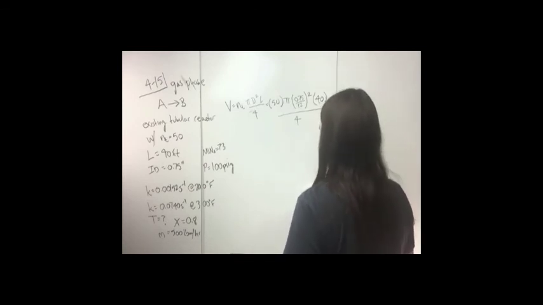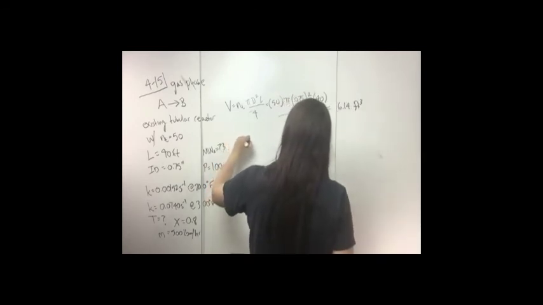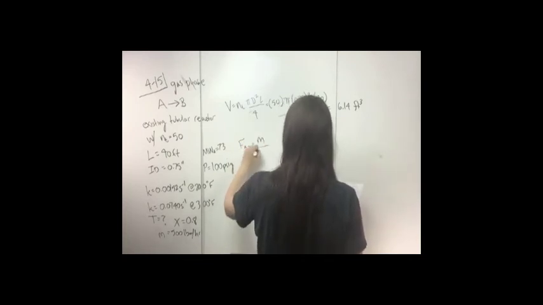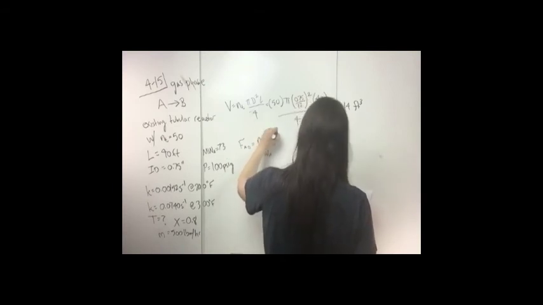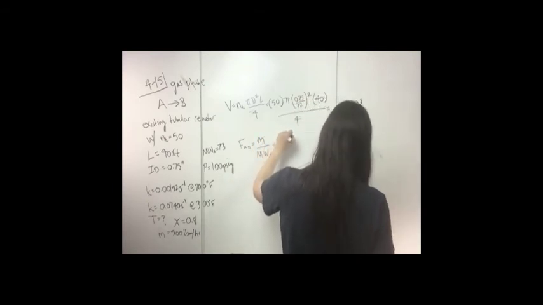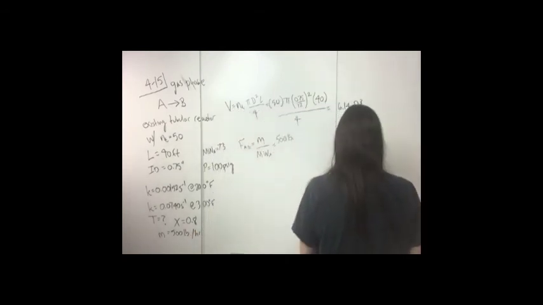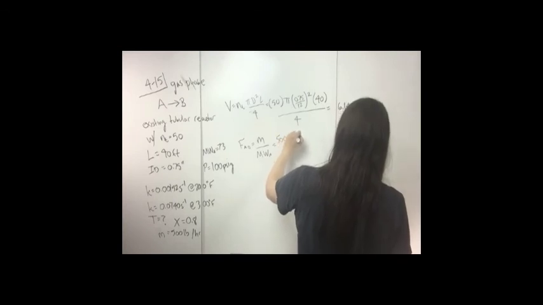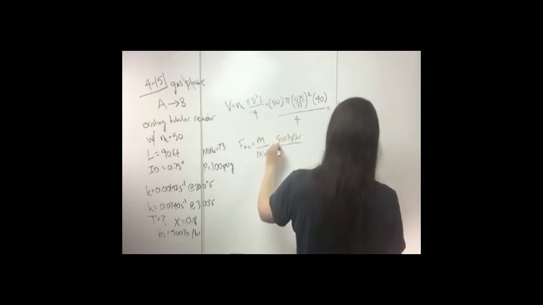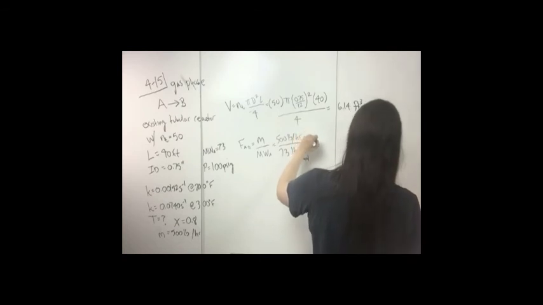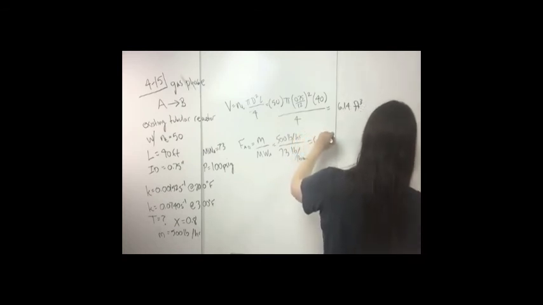So then we want to find FA naught, and FA naught is the mass flow rate divided by the molecular weight. So 500 pound per hour divided by 73 pound per pound mole, and that's equal to 6.86 pound mole per hour.